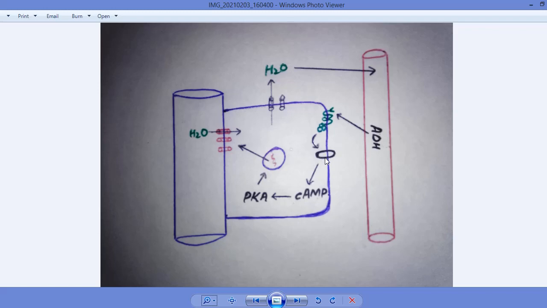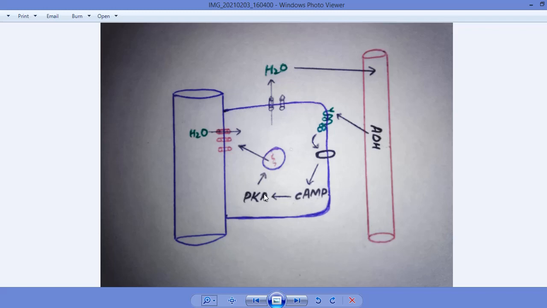This enzyme is called adenylyl cyclase, and when this adenylyl cyclase is activated, it will convert the ATP inside this principal cell into cAMP. So the activation of this enzyme will lead to the formation of cAMP, cyclic adenosine monophosphate. This cyclic adenosine monophosphate will activate the protein kinase A.